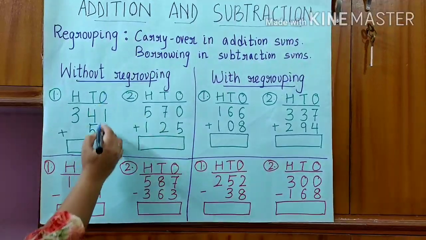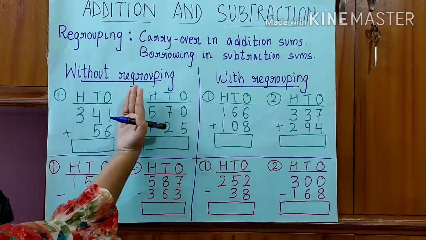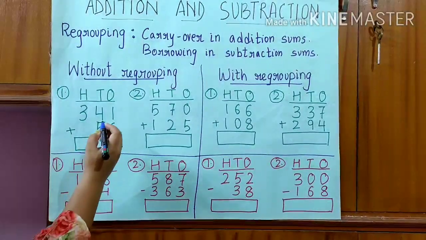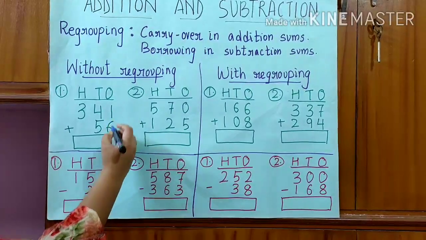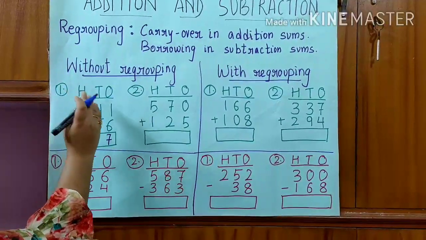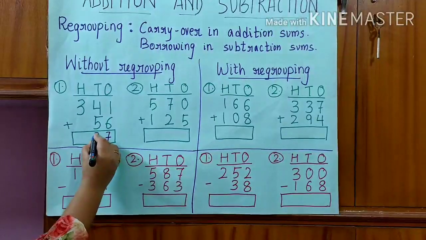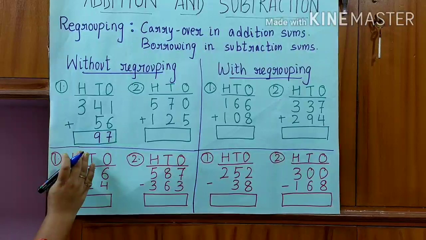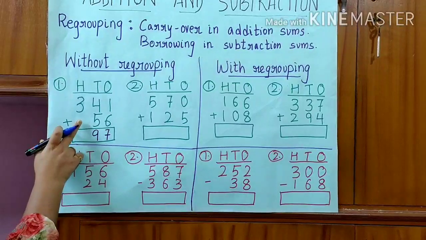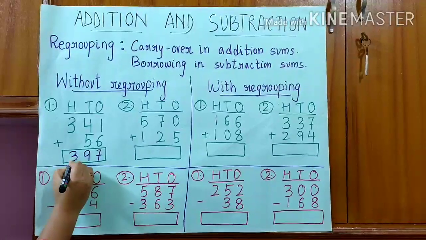We are going to first add the ones, right children? Always remember we are supposed to start addition or subtraction from the ones, then moving towards hundreds. So add the ones. 1 plus 6 ones, that will give us 7 ones, right? And then moving towards tens. 4 tens plus 5 tens, that will be equal to 9 tens, right children? Then now add the hundreds. So 300 we have over here, but here we don't have anything, so that is 0. So 300 plus 0, that will give us 300, right children?